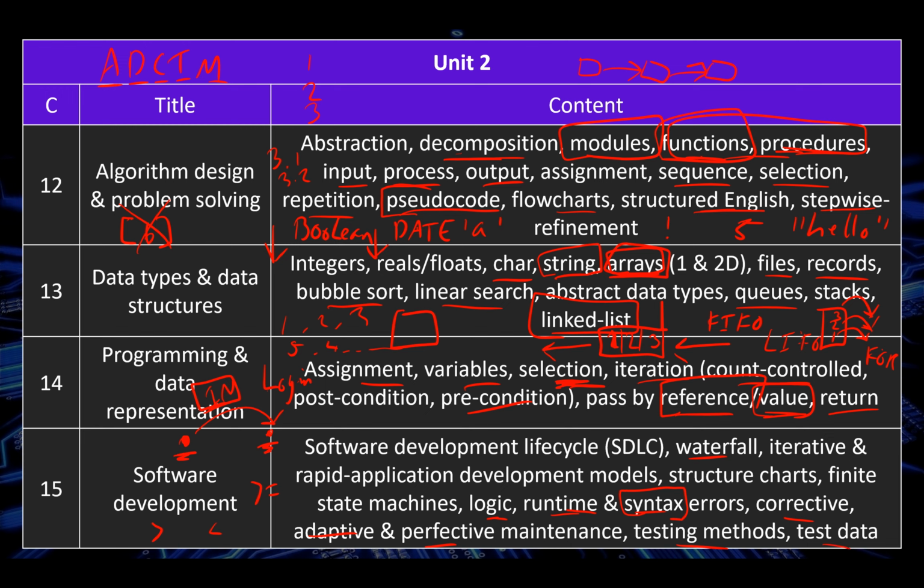All right, then test data. There's going to be 3 types. There's abnormal, which is invalid test data. Then there's normal, which is valid test data.